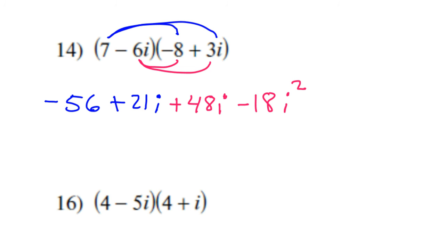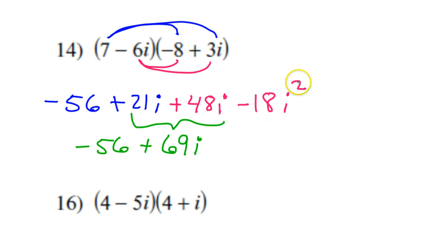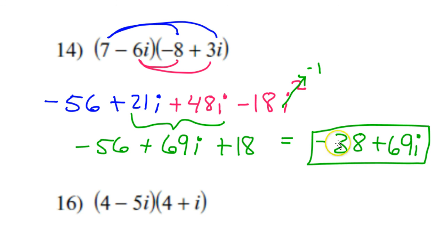If we put these together, that's going to make 69i. And then I'll bring down the negative 56. Now this i squared, you know, is negative 1. So I've got negative 18 times negative 1. It's going to change to a positive 18. And then it's a matter of just putting the negative 56 plus the 18. So that gives us negative 38 plus 69i.